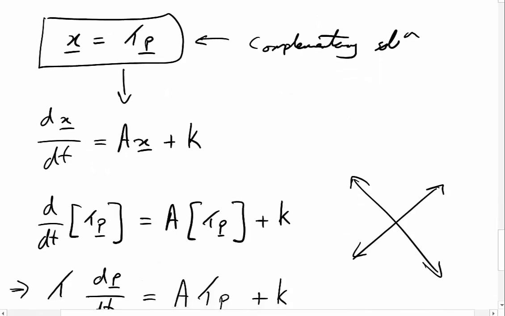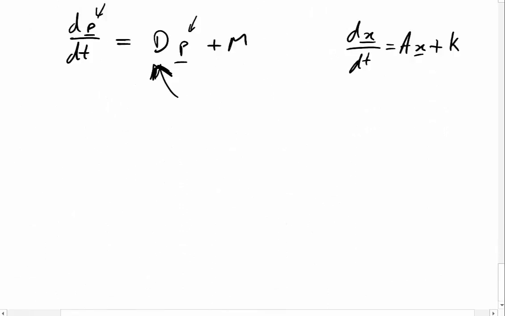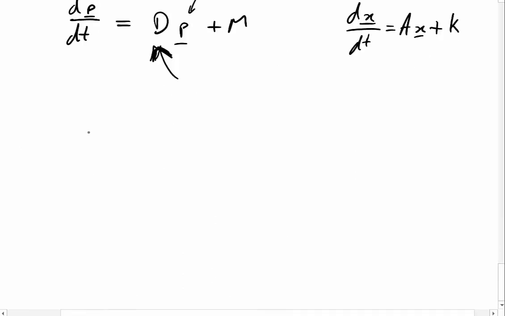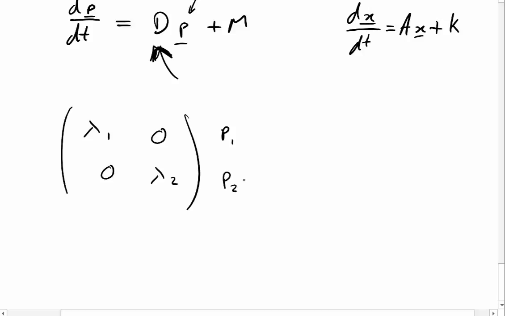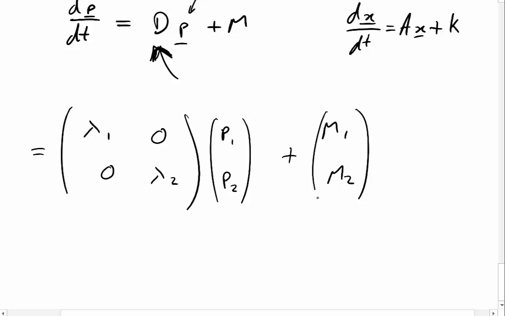So what have I got? Let me say my diagonal matrix is lambda 1, lambda 2 on the diagonal, with 0s elsewhere, if I just consider the dP part for the moment. Then my P vector is P1, P2, and then plus M, which I'm going to break up into M1, M2. They're just some constants. So let's multiply this out. We end up with lambda 1 P1 plus 0 times P2.